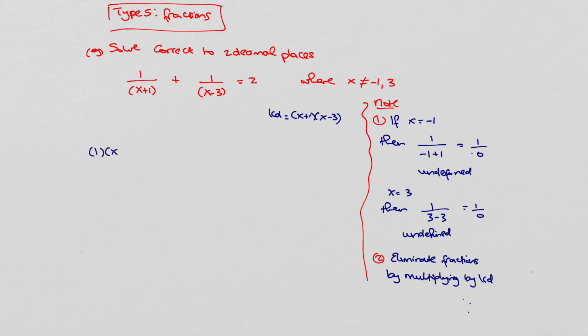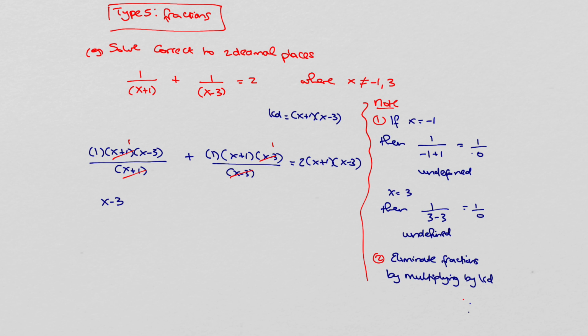So I'll get 1 times x plus 1, x minus 3, and that's over x plus 1. And then I multiply again 1 by x plus 1 by x minus 3, and that's all over x minus 3. And that equals 2 times x plus 1 by x minus 3. So you can see x plus 1 goes into x plus 1 once, and x minus 3 goes into x minus 3 once. So that gives me 1 times x minus 3, in other words x minus 3, 1 times x plus 1, which is x plus 1.